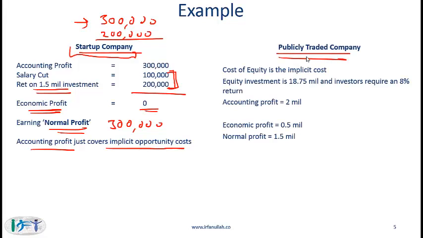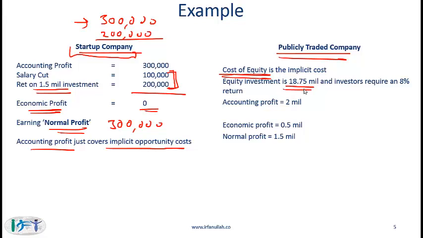Another example, and this is an example of a publicly traded company. With publicly traded companies, the cost of equity is generally considered the implicit cost. Here we assume that the executives and the team that works at this company are paid based on market rates, and whatever facilities are being used are being paid for at the fair rate. So the implicit cost, or the opportunity cost, is the return that could be received on the equity that has been invested in this company.